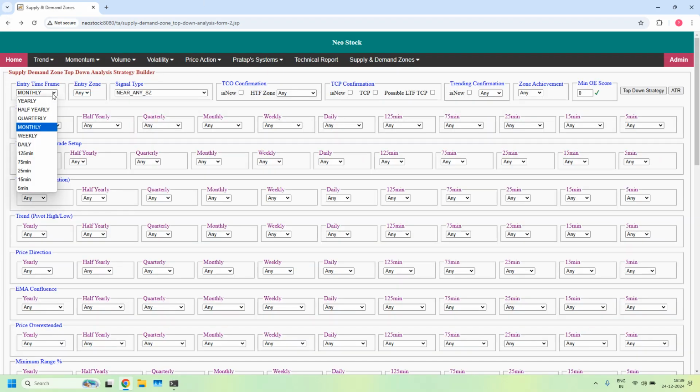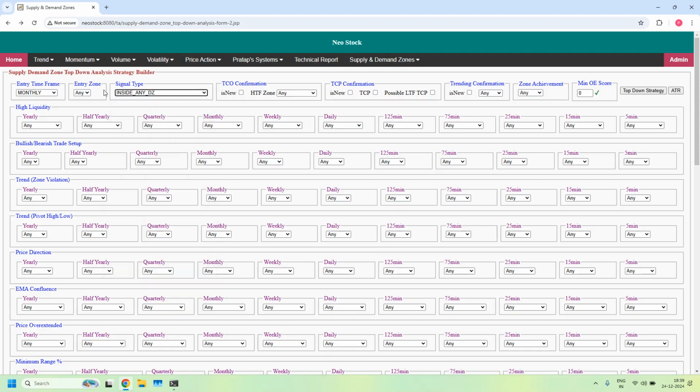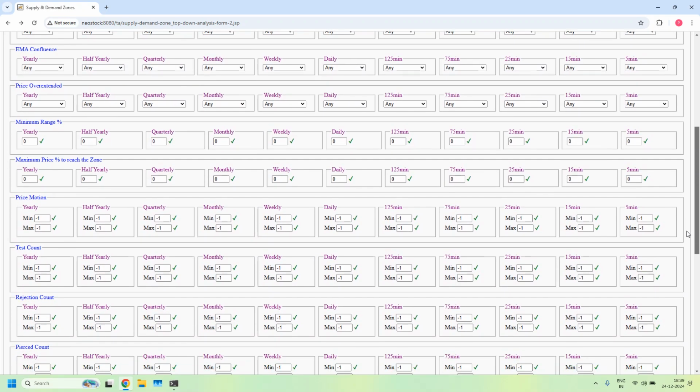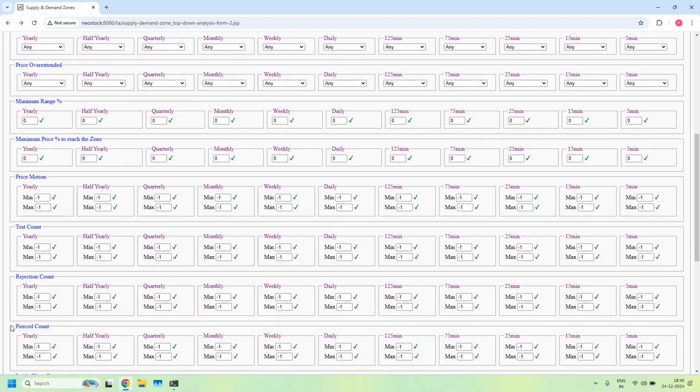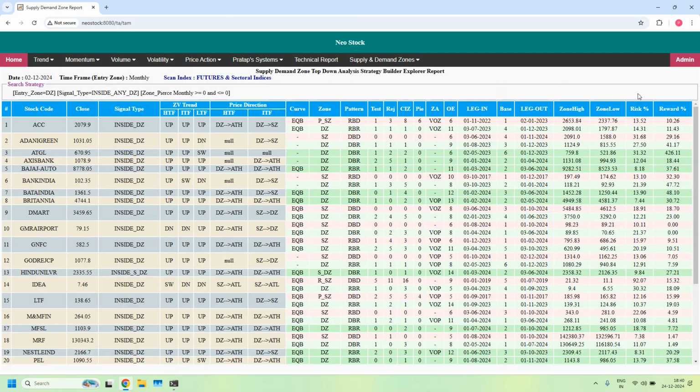Next, monthly time frame, price closed inside the monthly demand zone. These monthly demand zones should not be pierced. So in the pierced count parameter at monthly time frame, I am selecting minimum value 0, maximum value 0. Pierced count 0 means zone is not pierced. Now let's filter the stocks.